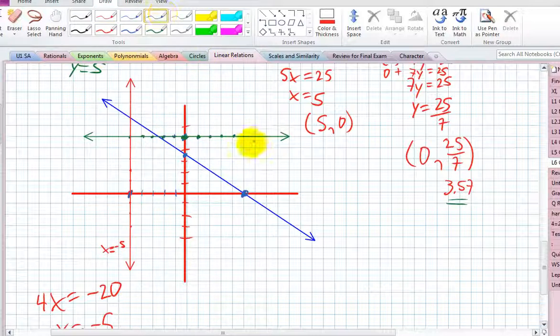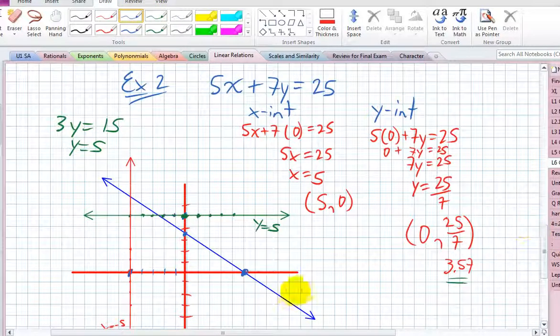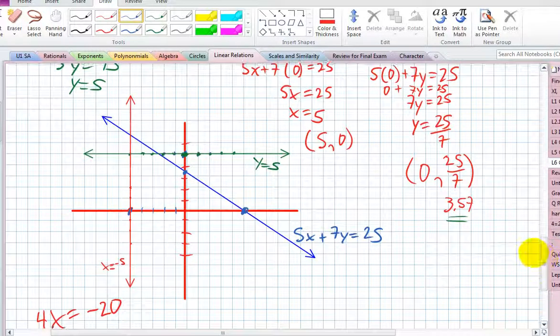The green one was y equals 5. And the blue one was from the original 5x plus 7y equals 25. You should always label your lines so you know what they're representing. Okay.